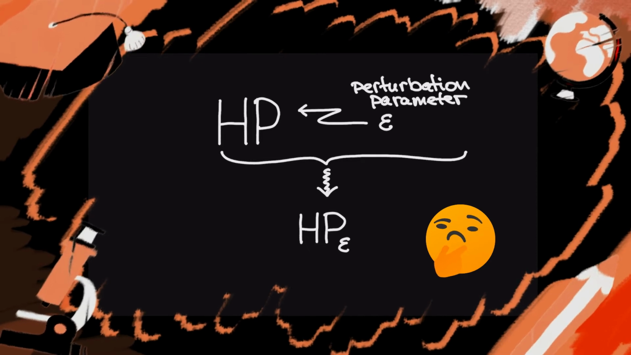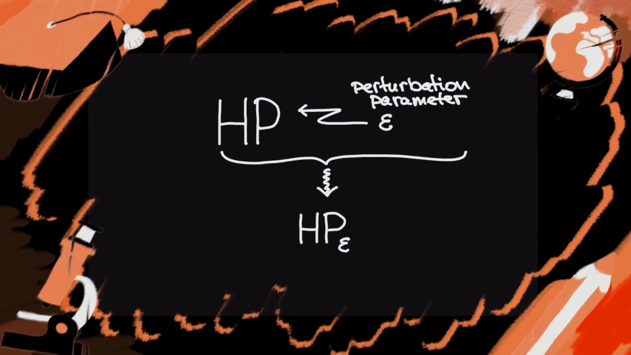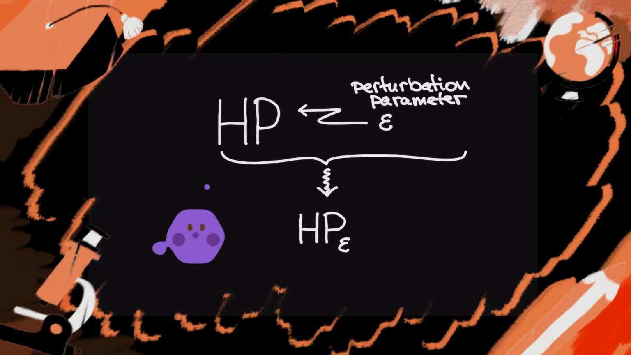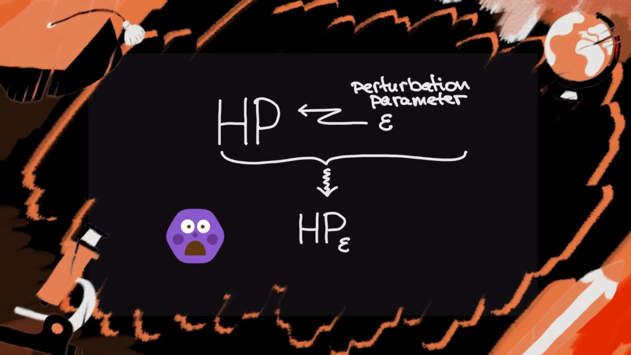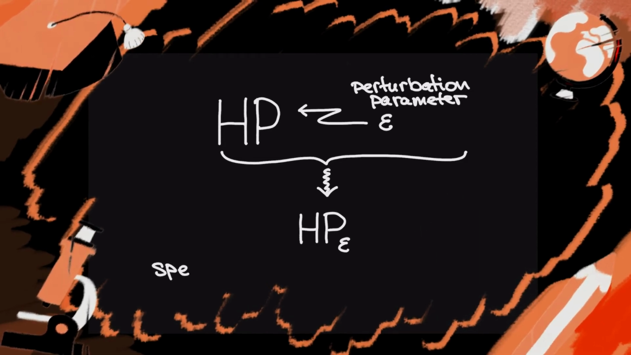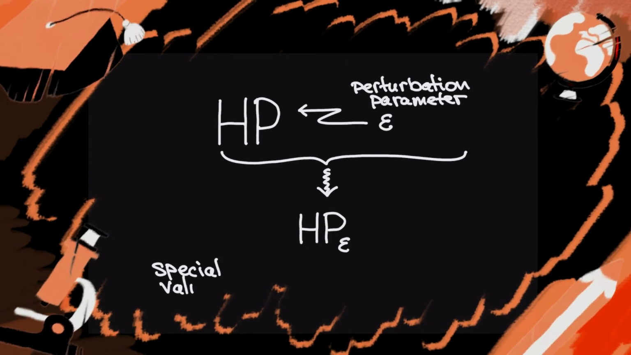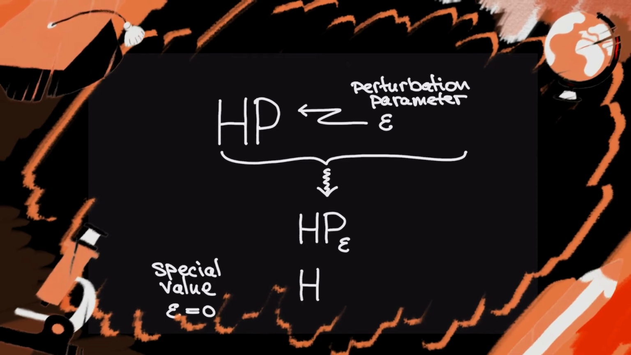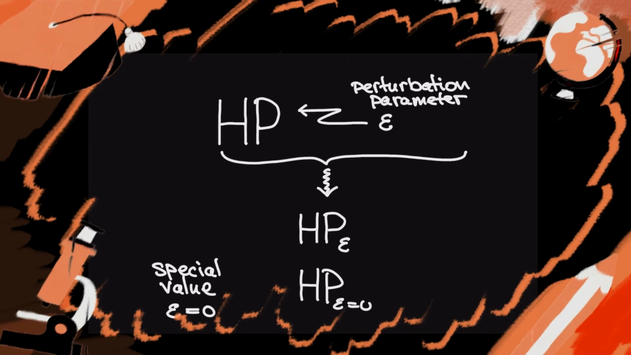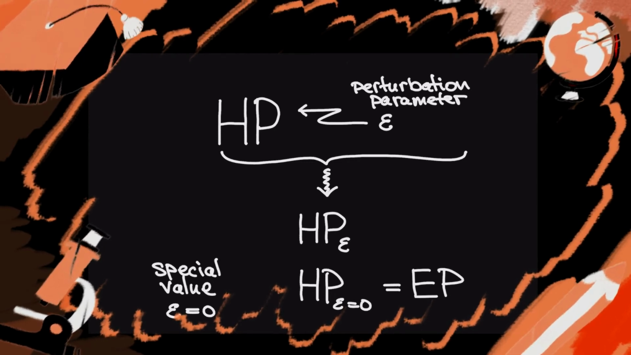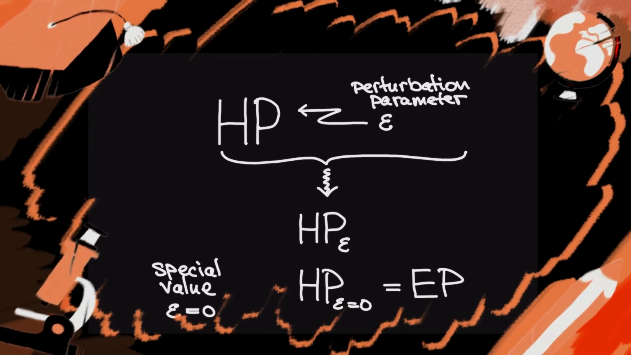It seems like we've only made things worse, not better, because now instead of trying to solve a single hard problem HP, we need to solve infinitely many hard problems, one for each value of epsilon. But the key behind making perturbation theory work in your favor is to introduce this parameter in a clever way, in a way such that for a special value of epsilon, which is usually taken to be 0, the hard problem HP sub epsilon for this special value of epsilon is an easy problem EP. The technique then is to solve the easy problem EP and sum all the contributions that depend on epsilon.